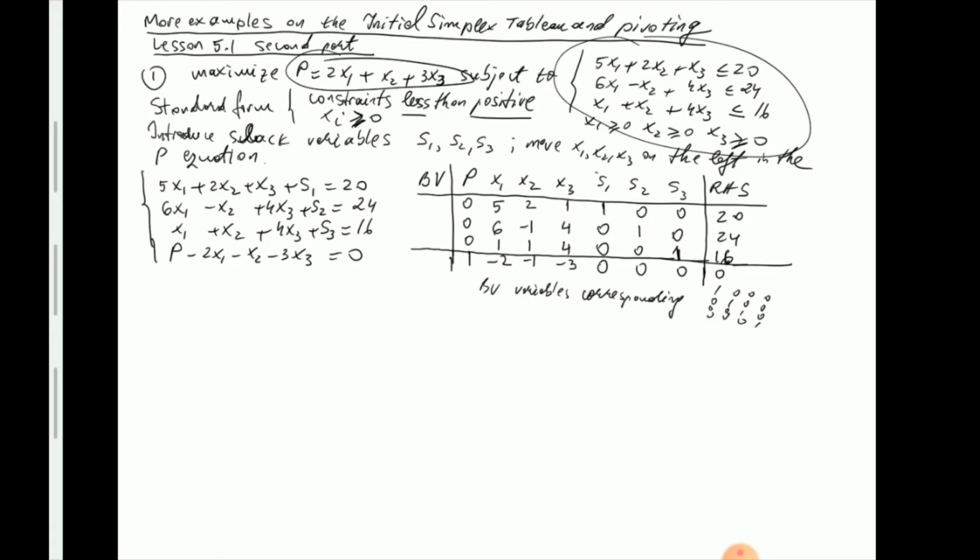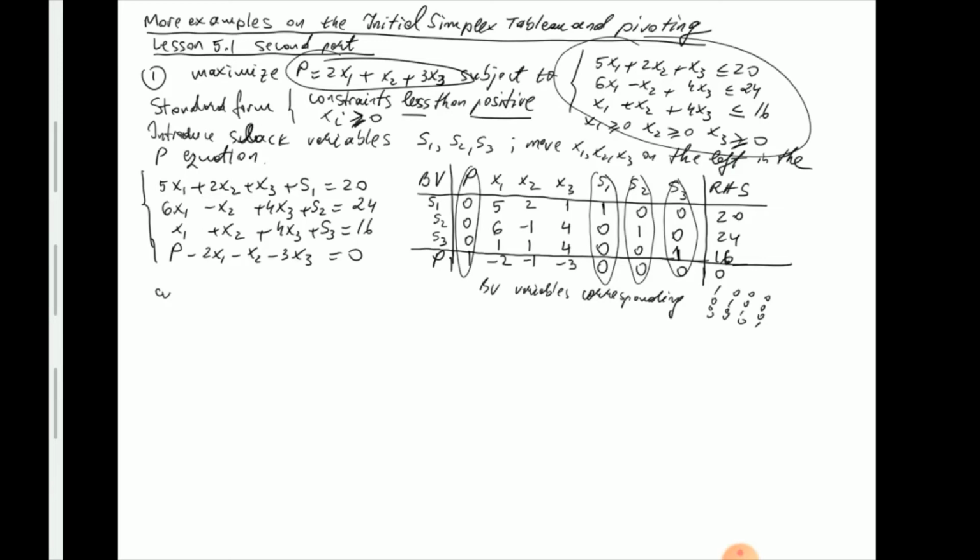So the first basic variable is S1. That's always the case in the beginning. The second basic variable is S2. The third basic variable is S3. And then P is the one for the last basic variable. P will always be a basic variable. The initial simplex tableau always has this configuration. Later on, the basic variables will change after the pivoting operation.